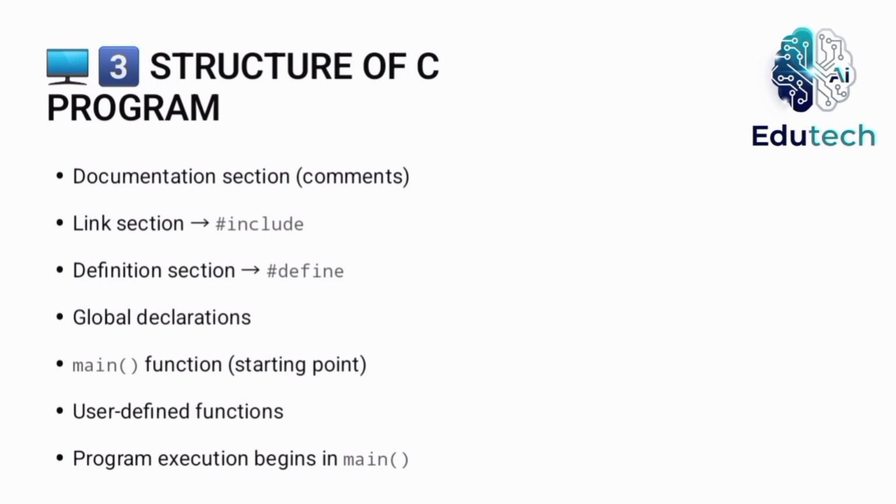After that, we may have the definition section where constants are defined using the hash define preprocessor directive. Then comes the global declaration section where global variables and function prototypes are declared. The main function is the most important part of any C program because execution always starts from the main function. Inside the main function, we write the executable statements of the program. Finally, user-defined functions can be written outside the main function if needed. This structured format makes C programs organized and easy to understand.